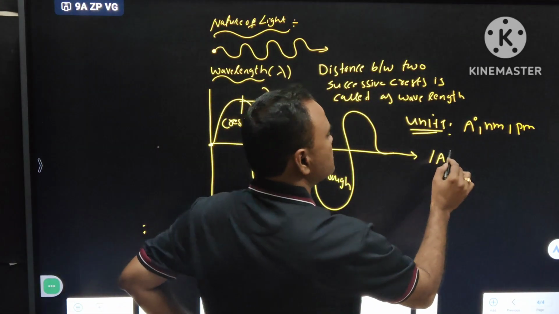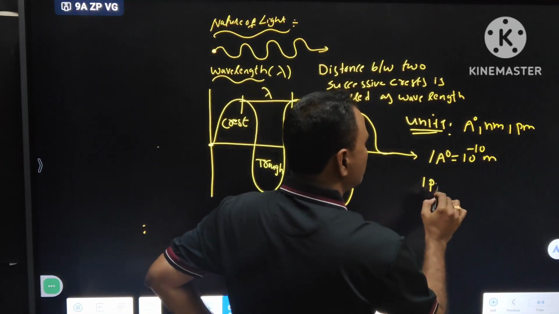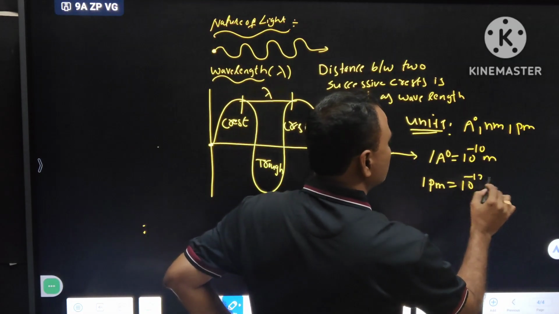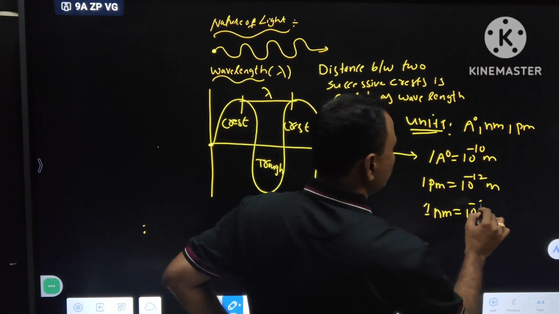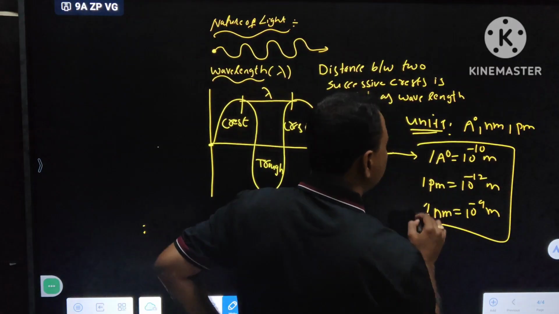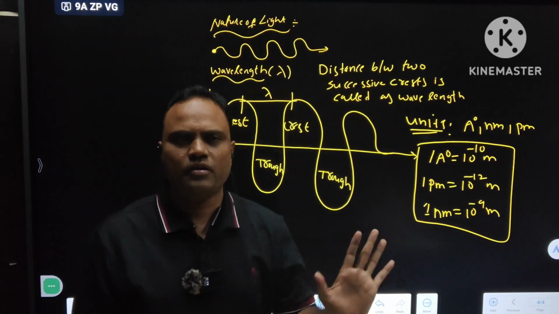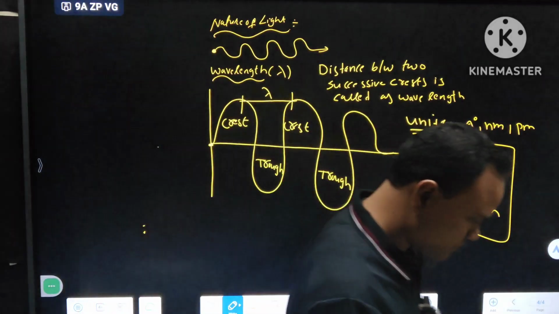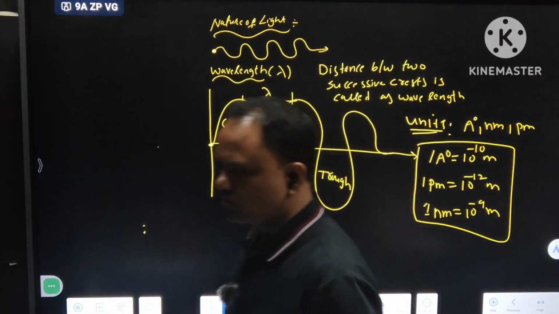Tell me fast, 1 angstrom is equal to 10 to the power of minus 10 meter. 1 picometer is equal to 10 to the power of minus 12 meter. 1 nanometer is equal to 10 to the power of minus 9 meter. No need to do any research on this. The wavelength definition is the distance between two successive crests or two successive troughs.